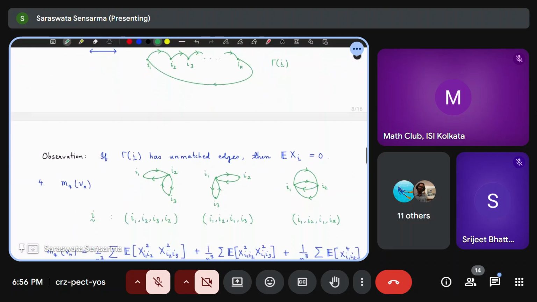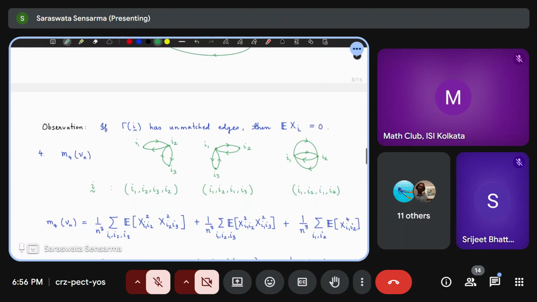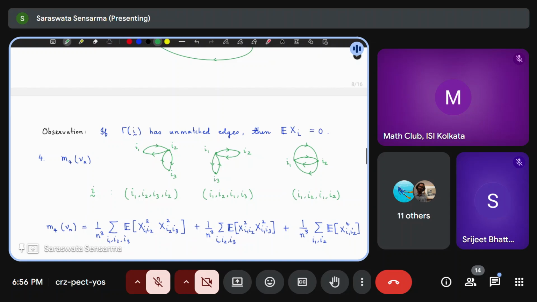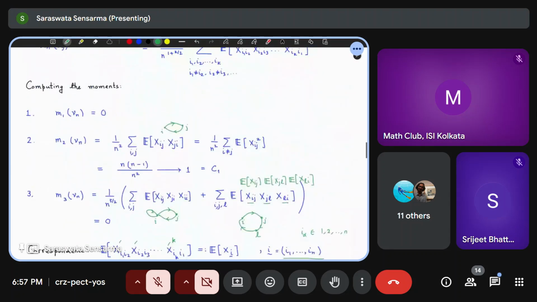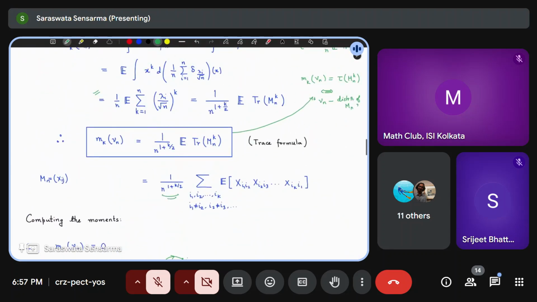Anyway, if you look at terms of this form, you get x_{i1 i2} squared times x_{i2 i3} squared, because this edge i1 i2 has come once and twice, and i2 i3 has come once and twice. So you get these terms. And by the way, you get this 1 over n cubed because here you had this expression, you had the scaling, right?